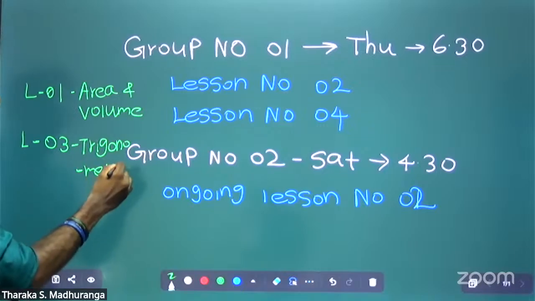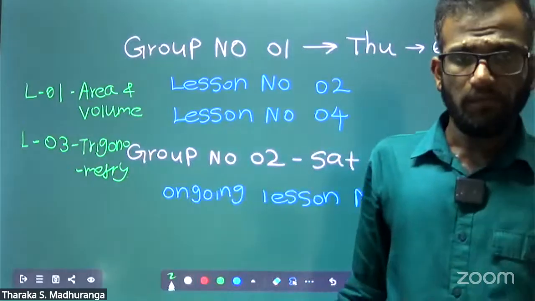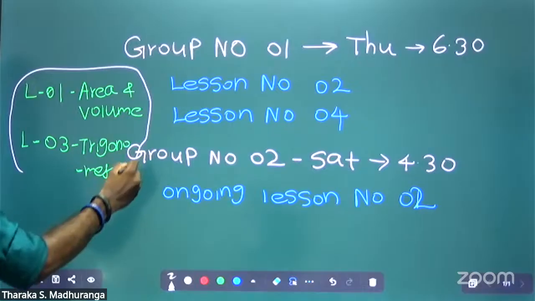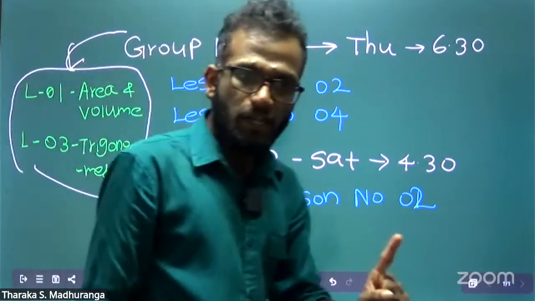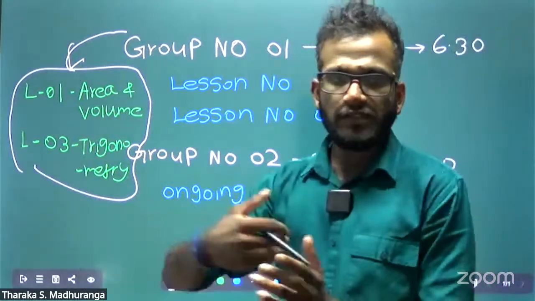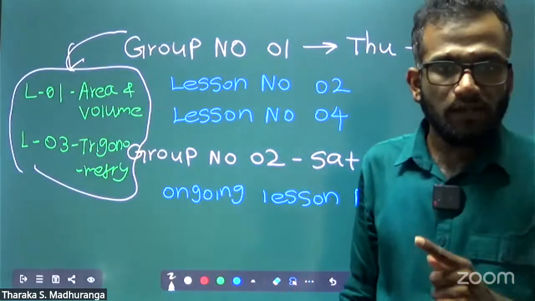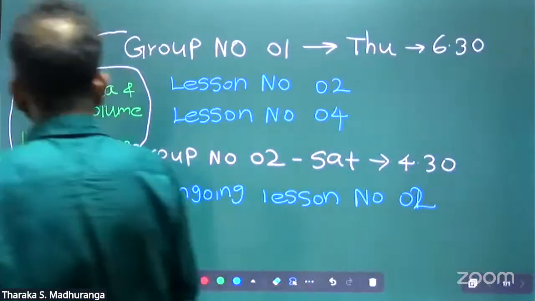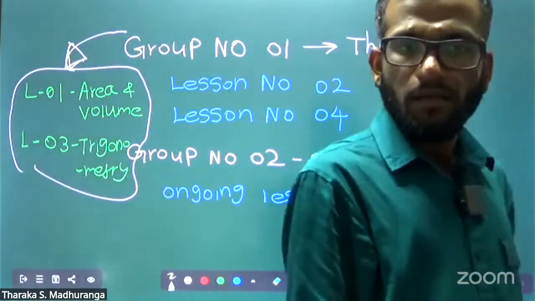Now from September, that means next week, in our group number 1 main class, we start lesson number 1 and lesson number 3. As one seminar series, we discuss both lesson number 1 and lesson number 3 as basic mathematics lessons. We start from September. Are you clear?